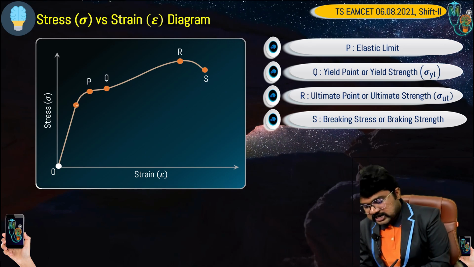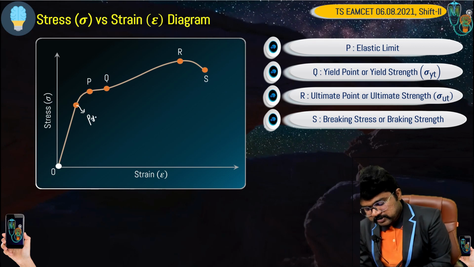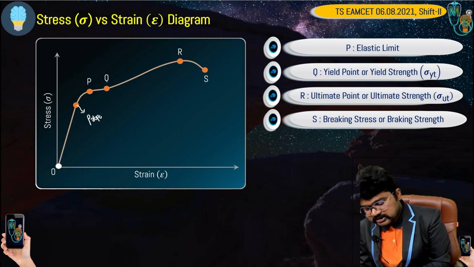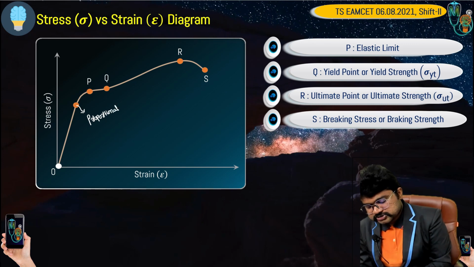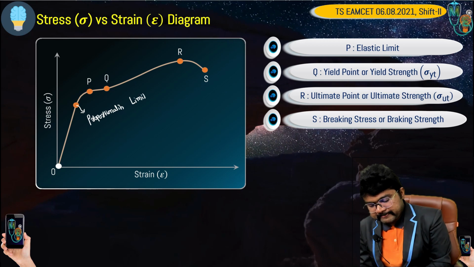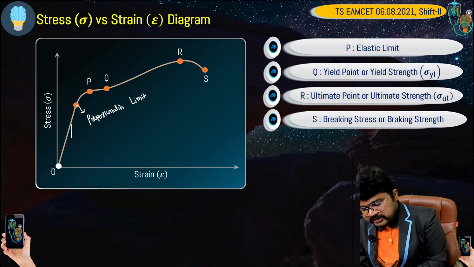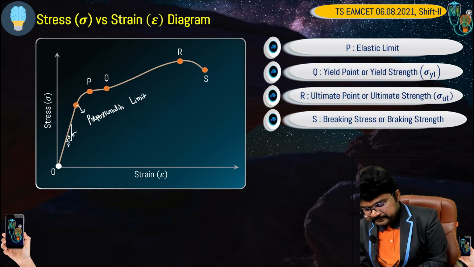So this is the proportionality limit, the limit of proportionality. Understood? So up to here, stress is directly proportional to strain.